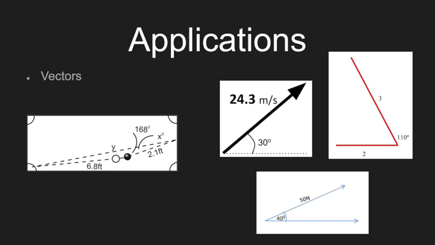Besides triangles, applications for the law of cosines include vectors. As long as you know the angle and two components of the vector, you can find the resultant vector using the law of cosines.